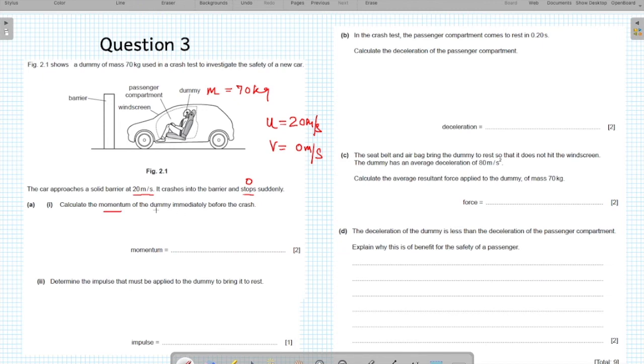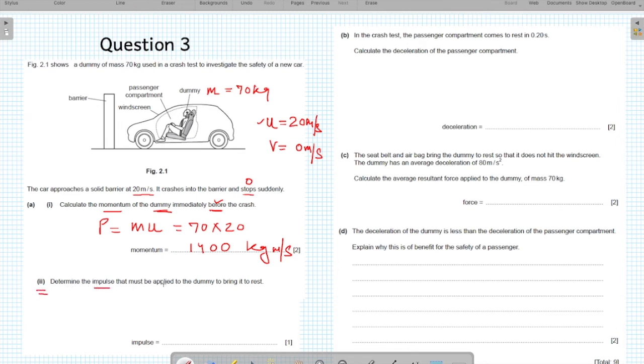Calculate the momentum of the dummy immediately before the crash. Simple and easy. So momentum will be the mass times the initial velocity. Before the crash, the velocity was 20. So 70 times 20, it is 1400 kg meters per second. Alright, so I hope that this should not create any confusion. This was an easy one. Let's come to the next part.